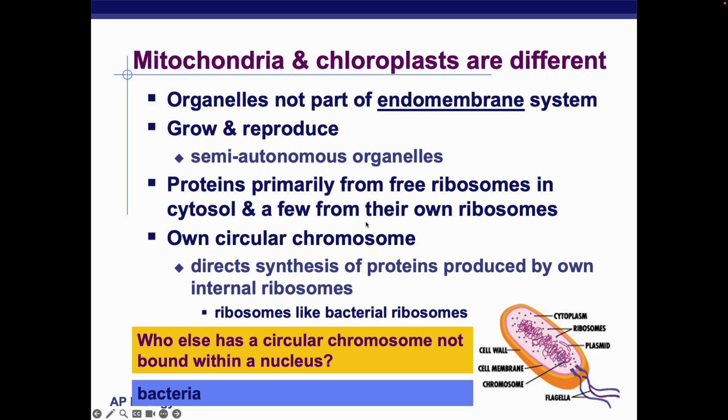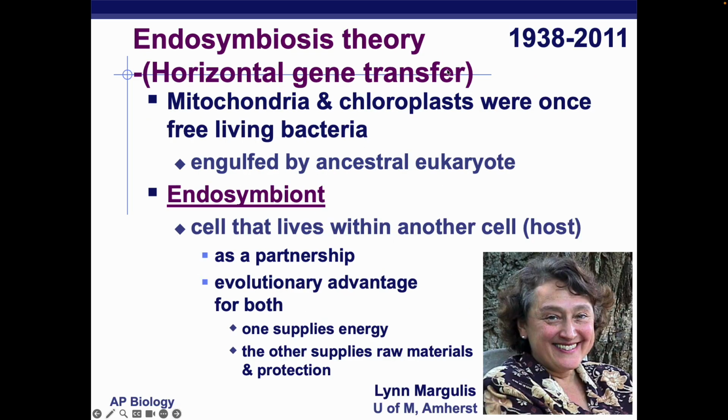There are some differences here, as you can see, between mitochondria and chloroplasts. This is the symbiote theory, which I briefly explained. Mitochondria and chloroplasts were once free-living bacteria, and they were engulfed by an ancestral eukaryote. That's why they have their own DNA, function differently, and have a double membrane.